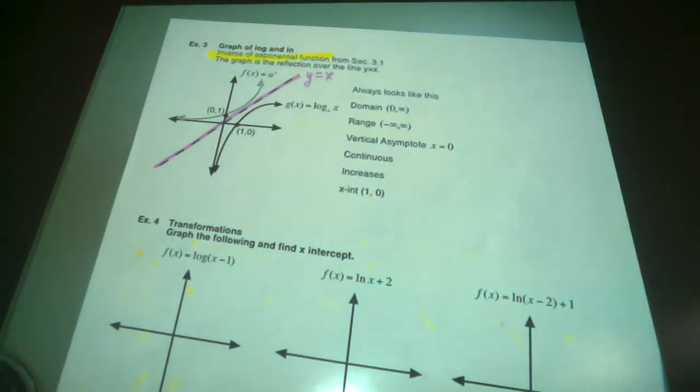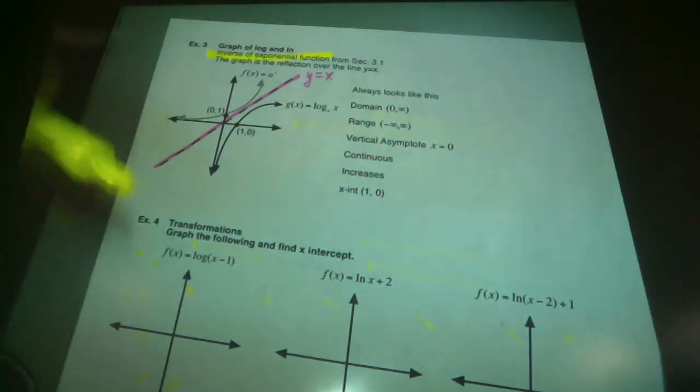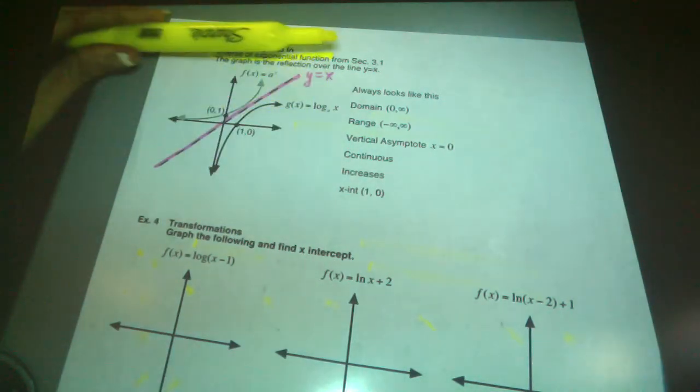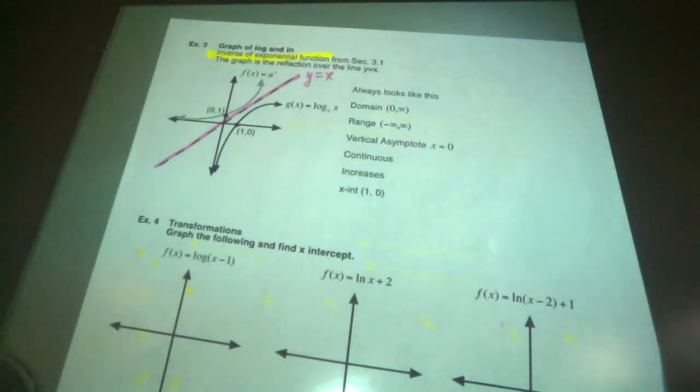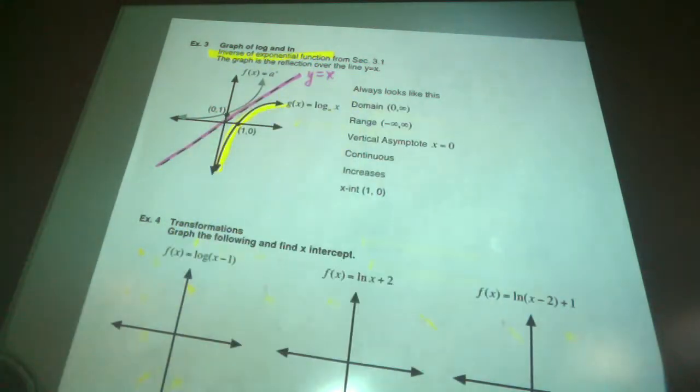Y equals x. That's the line of reflection. So they're not reflected over the x-axis or the y-axis. This does meet the horizontal line test. So because it meets the horizontal line test, it has its own inverse. And the inverse is this graph here. So this is the graph for log of x.